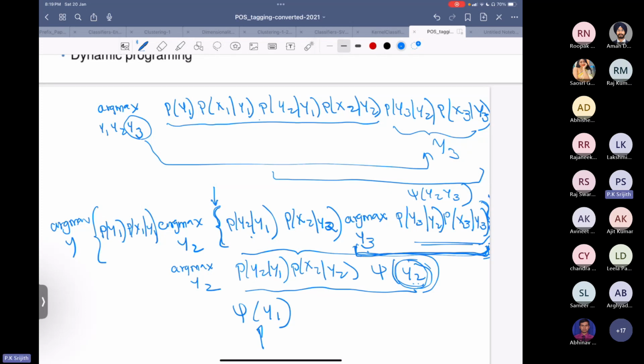Now I can combine this psi of y1 with p of y1 and p of x1 given y1, and do an argmax over y1. This operation, argmax over y1 of p of y1, p of x1 given y1, and psi of y1, will allow me to choose an optimal value of y1. So this will help me to choose an optimal value of y1.